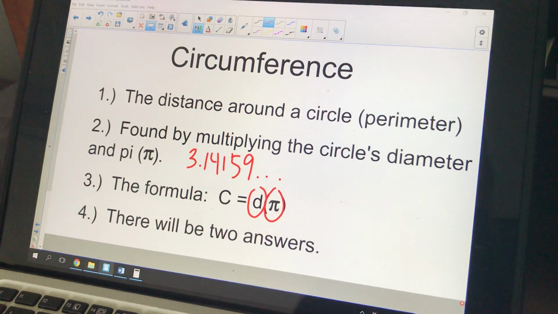And the last thing on this, number 4, there will be 2 answers. Those answers are equal, and one is going to be called leaving it in terms of pi, and the other is going to be an actual decimal value where we use the pi button. I'm going to show you how to find both, and how to use both.